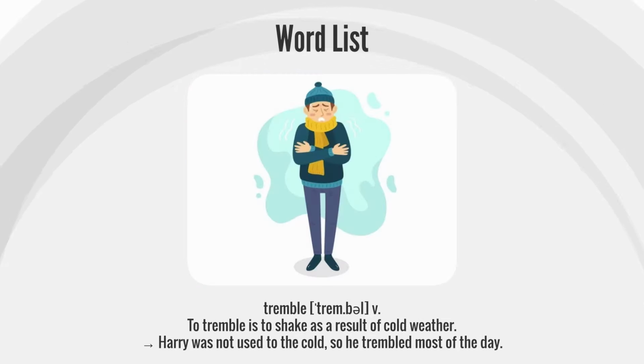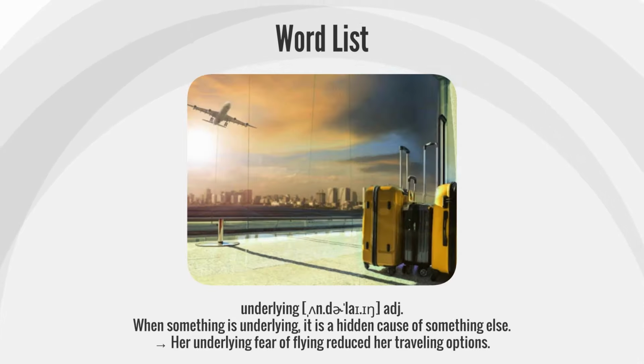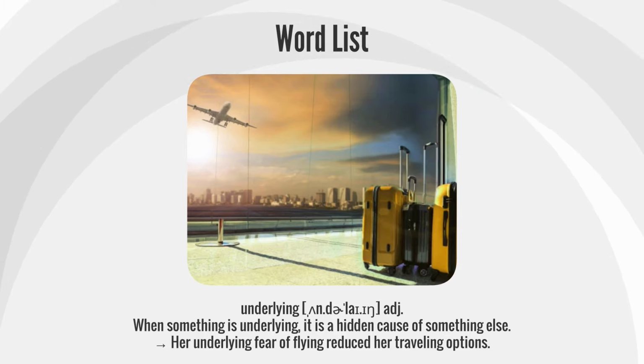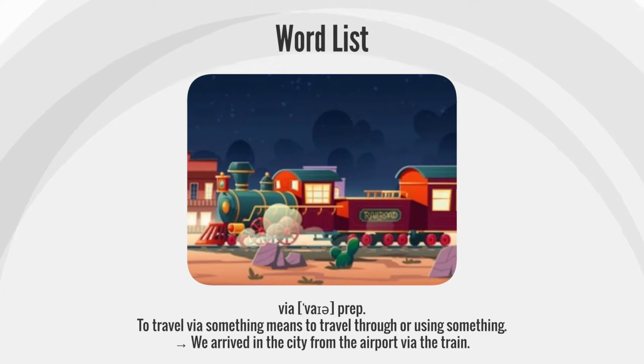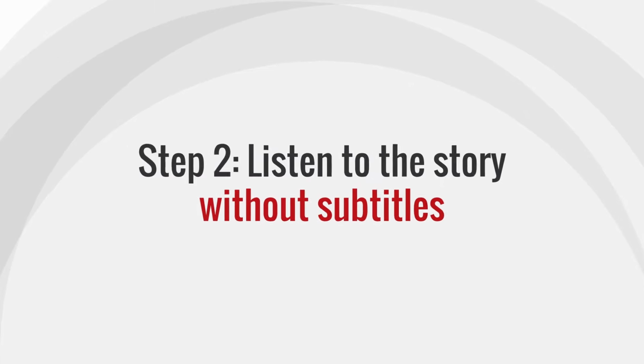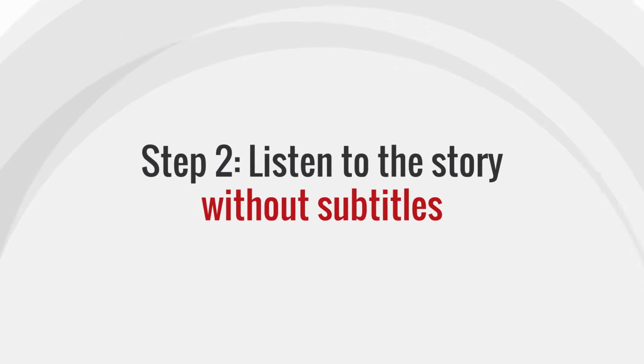Tremble. To tremble is to shake as a result of cold weather. Harry was not used to the cold, so he trembled most of the day. Underlying. When something is underlying, it is a hidden cause of something else. Her underlying fear of flying reduced her traveling options. Via. To travel via something means to travel through or using something. We arrived in the city from the airport via the train. Step 2. Listen to the story without subtitles.